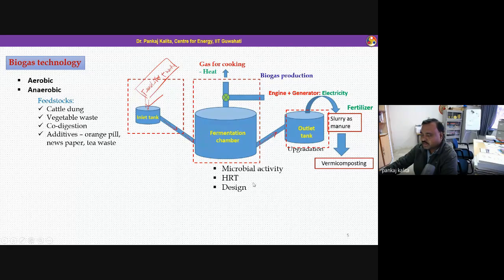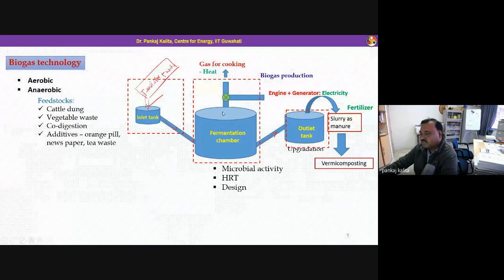Okay, so in the winter season, when the climate is very, very cold, then under that condition HRT will be longer. Okay, because it takes a longer period of time to digest all the nutrients present in the feedstock. For our climate, like in Arunachal Pradesh and mostly in the northeastern part of India, 55 to 60 days is the perfect timing, as almost all the conversion takes place during that time.